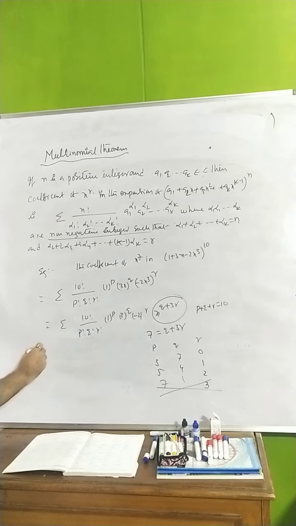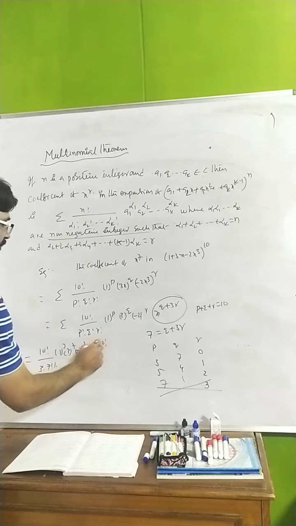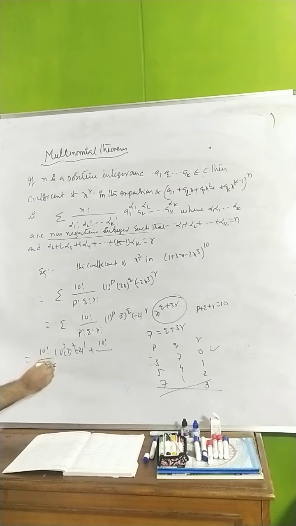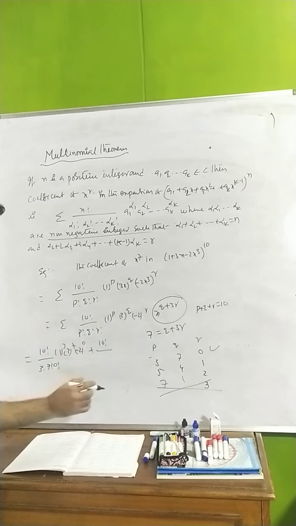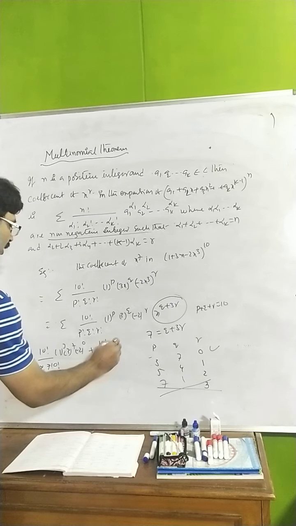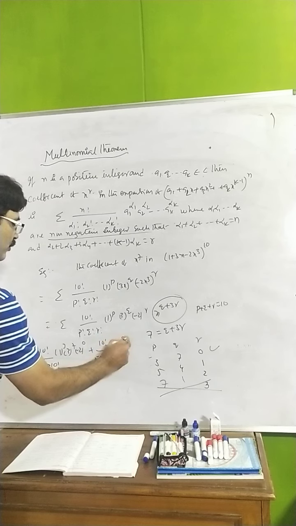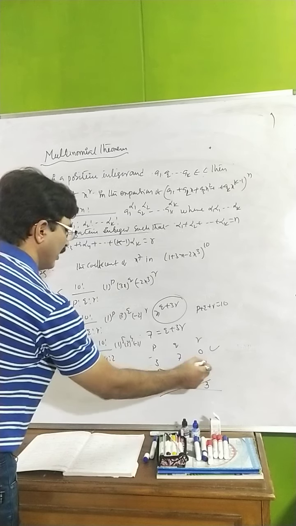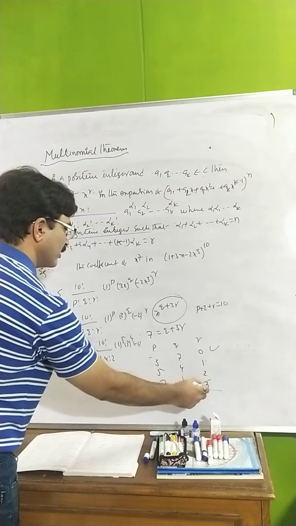How? You see here, 10 factorial divided by 3 factorial, 7 factorial, 1 factorial, 1 to the power of 3, 3 to the power of 7, minus 2 to the power of 0, plus again 10 factorial, because the first one has 0, no problem, whatever is there we have to write. So 5 factorial, 4 factorial, 1 factorial, 1 to the power of 5, 3 to the power of 4, minus 2 to the power of 1.